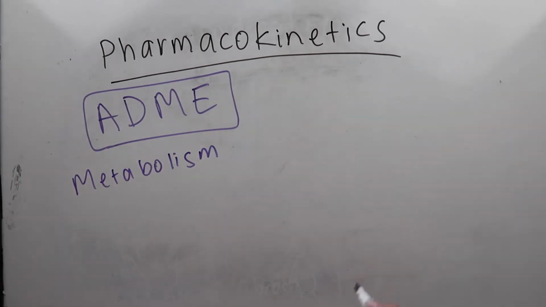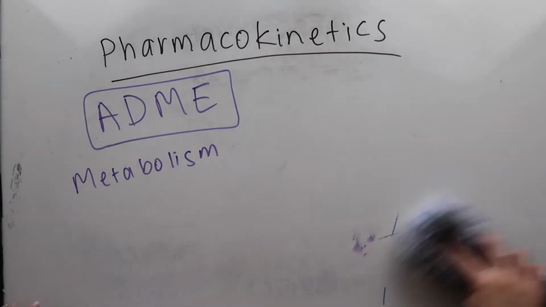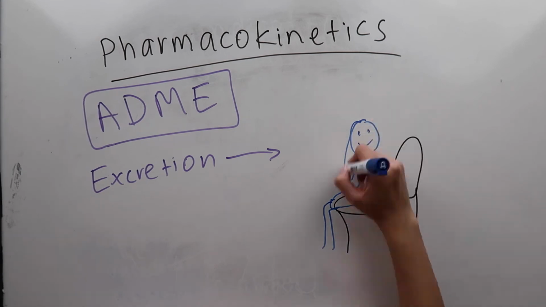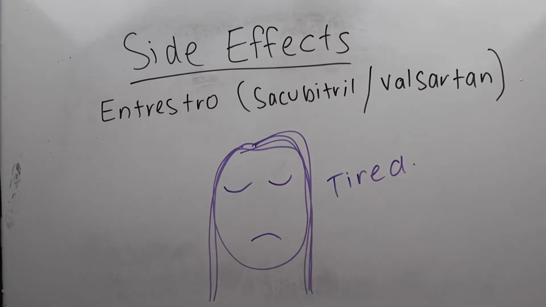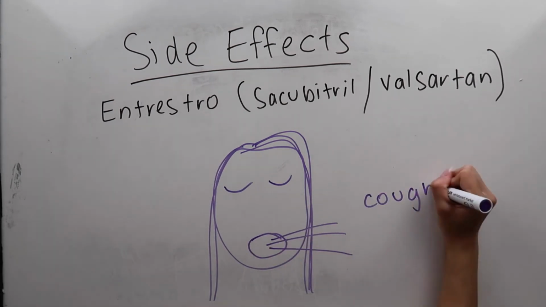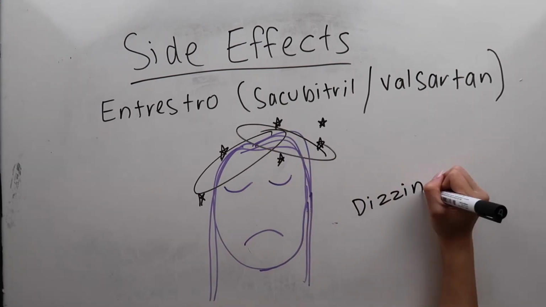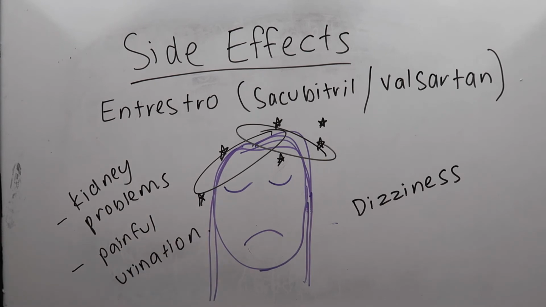The metabolism of this drug occurs at both the liver and the kidney of the human body. The excretion occurs both through the feces and the urine. The common side effects associated with Entresto include feelings of being tired, regular coughing, feelings of being dizzy, as well as kidney problems such as painful urination.